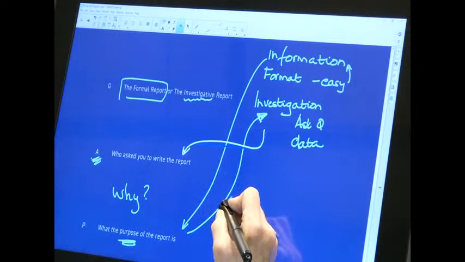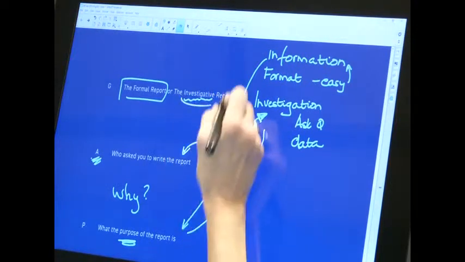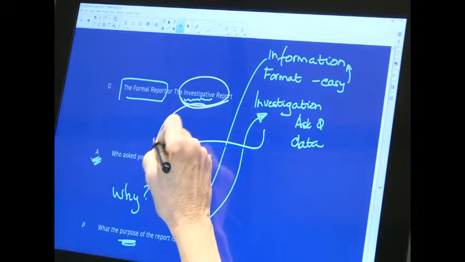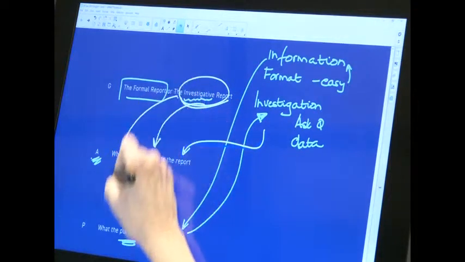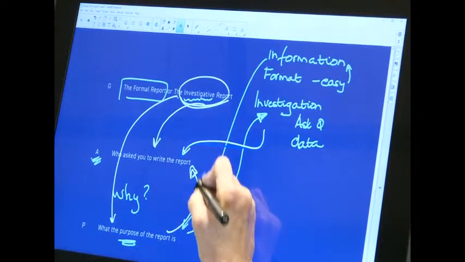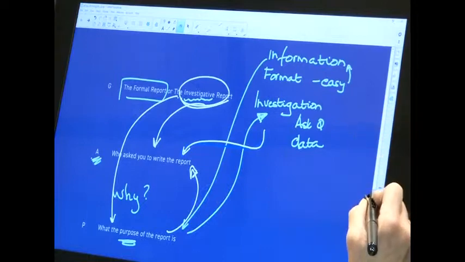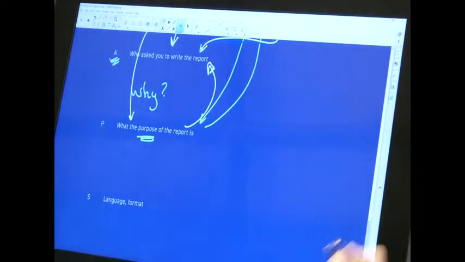So do you see, we're looking for the interrelationship of I'm investigating, right, who asked me to investigate? Okay, why did this person ask me to investigate? What does this person want out of my investigation? And then we come to style. And you are considering the language that is appropriate and the format.